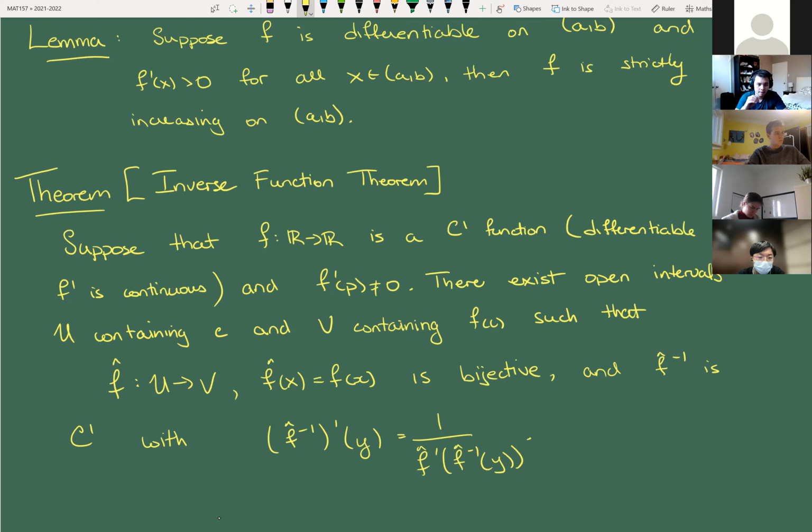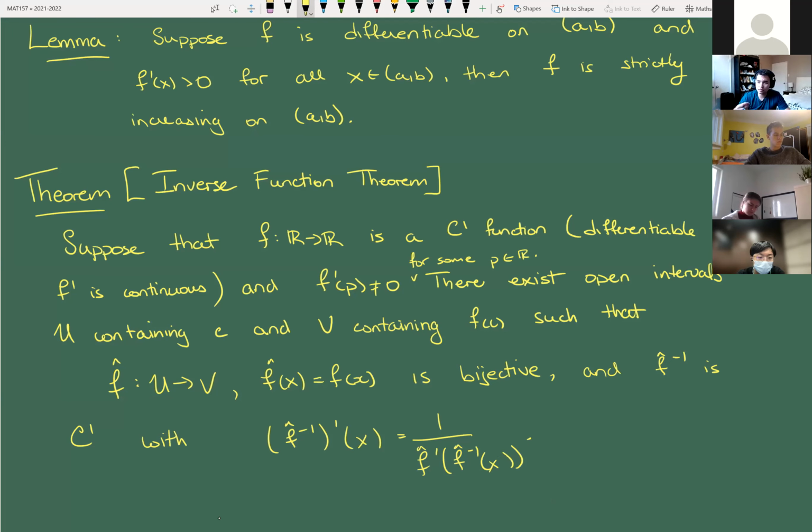Okay, so what is P? It's just some point. Maybe I should include that in. And f prime of P is not 0 for some P in R. Right? It just says, you give me a point where the derivative is not 0 and the rest of the theorem comes out. It doesn't matter. If you want to put an X here instead, you totally can.